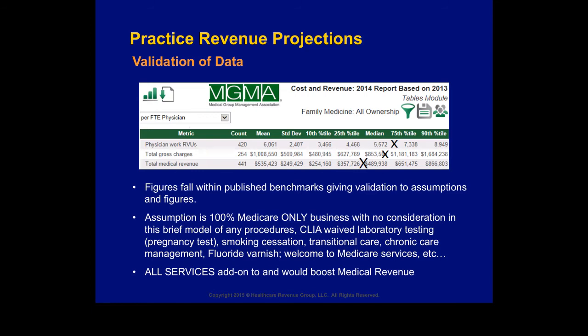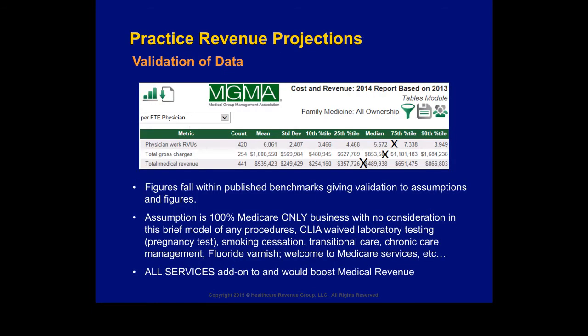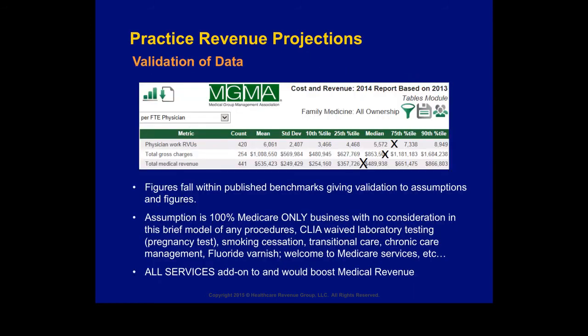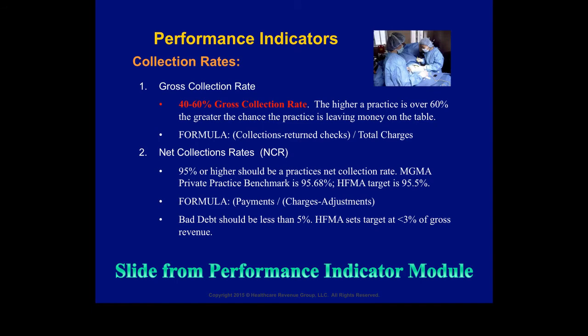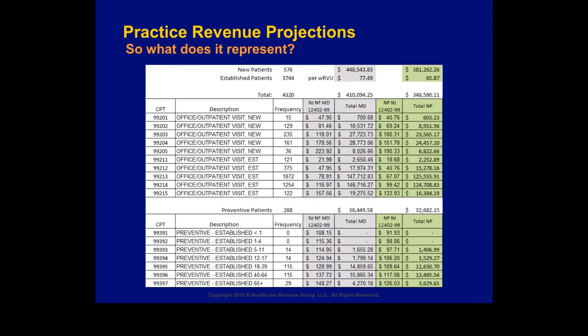Okay, so next question we're going to take a look at is, now I have my numbers, and my numbers were the $400 and some thousand in revenue. So let's take a look. Our projected revenue on office visits only, at the same assumptions reviewed with what's above, we came up that we're going to do $381,262. And again, let's go back and look at where that came from, just because I don't want to lose anybody on this. But gosh, I probably should put the next slide in there instead of going back and forth, but that's all right.